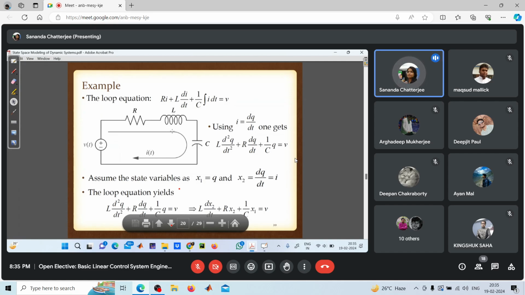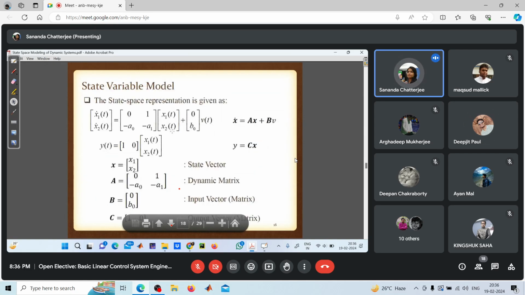That will be half mv square, and the energy stored in the spring will be half kx square. So therefore I can take x and v as two states. If somebody takes other than that, or any linear combination of these two, but we have to measure that particular property.